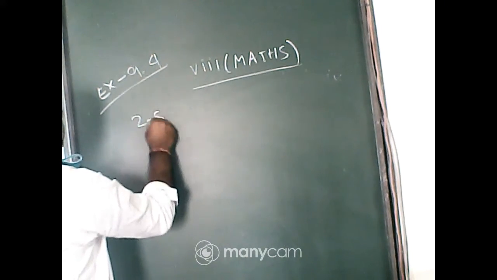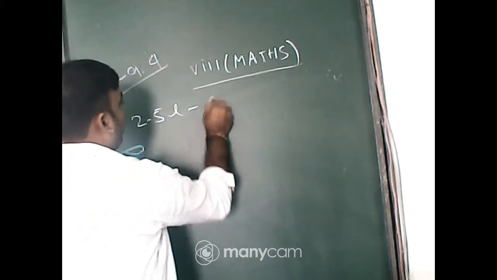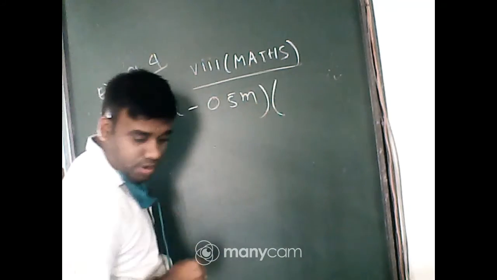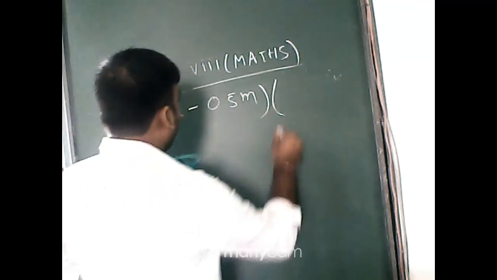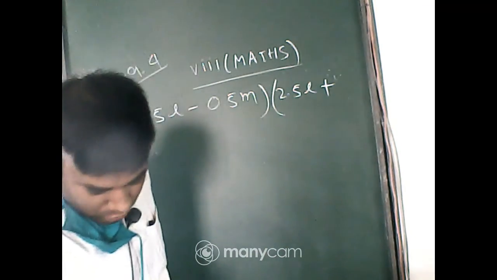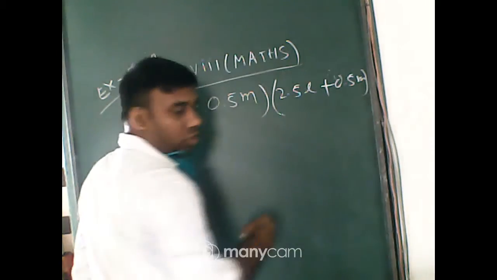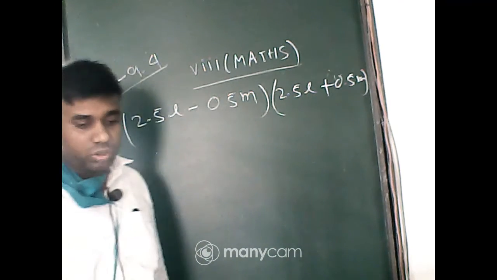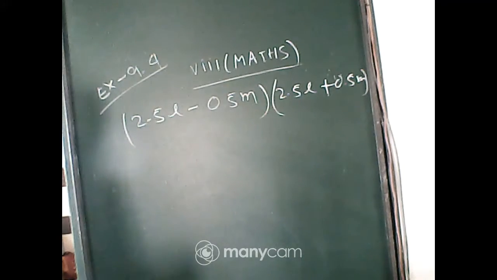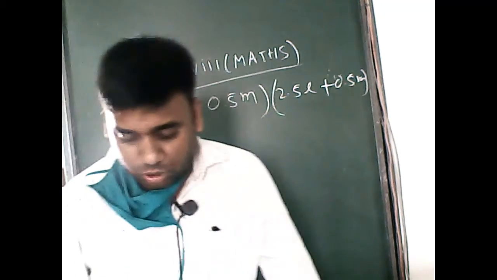2.5 L minus 0.5 m and 2.5 L plus 0.5 m. These two terms are also binomials. So find the product quickly. Answer it in the chat box quickly.